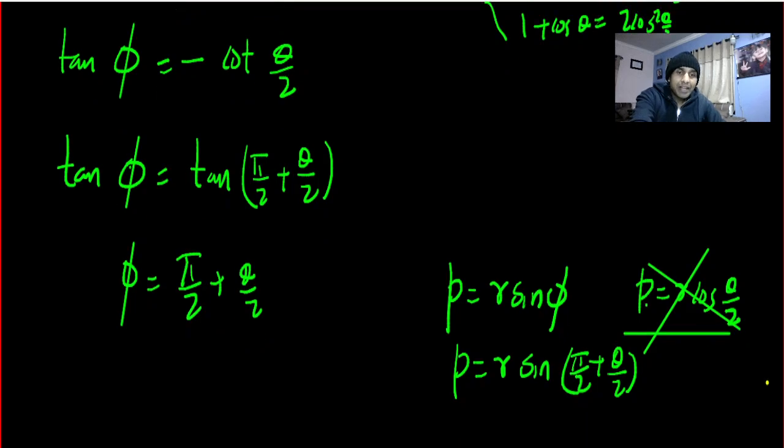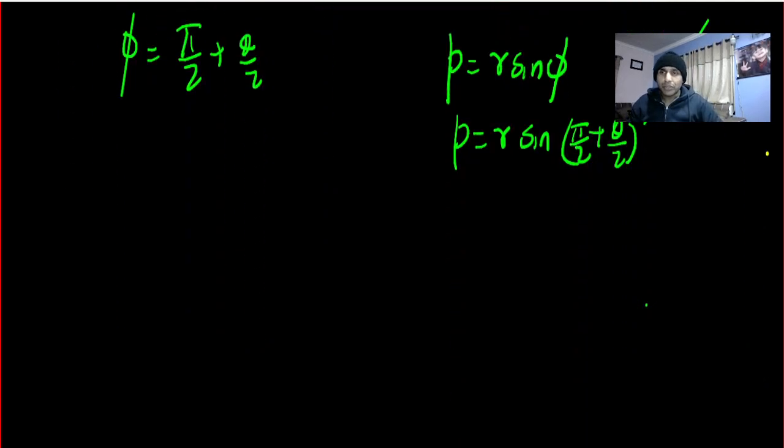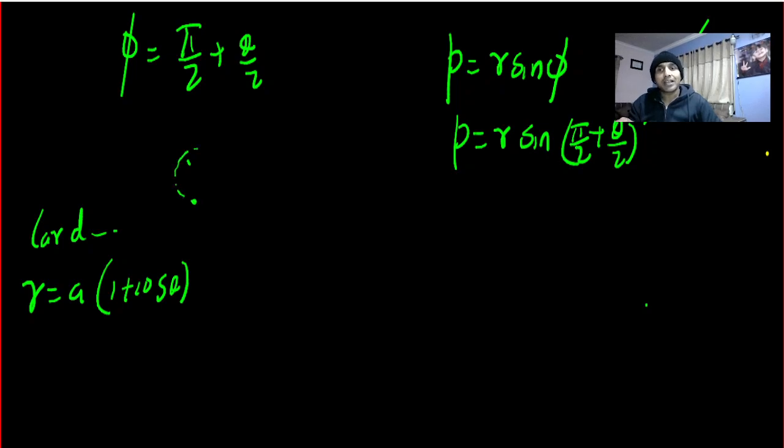So let's go back and find the question. I already know the question. So R equal to A into 1 plus cos theta. By the way, this is a very interesting curve. This is called the cardioid. And if you graph it, it'll look like a heart. That is why it's called cardioid.